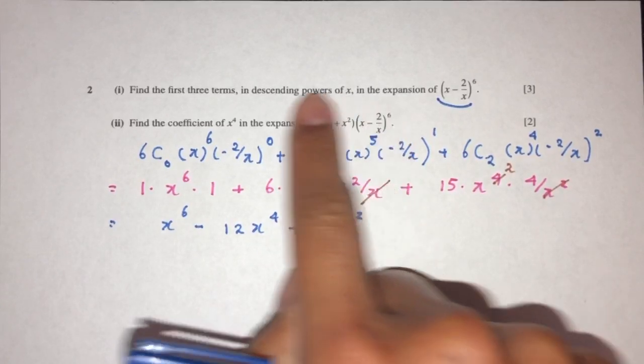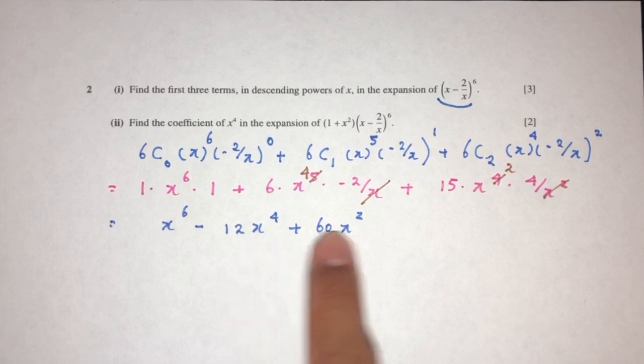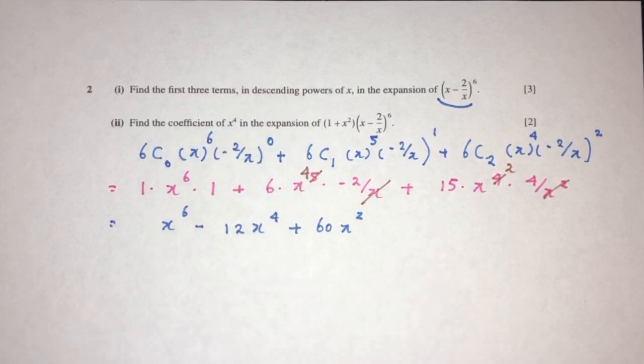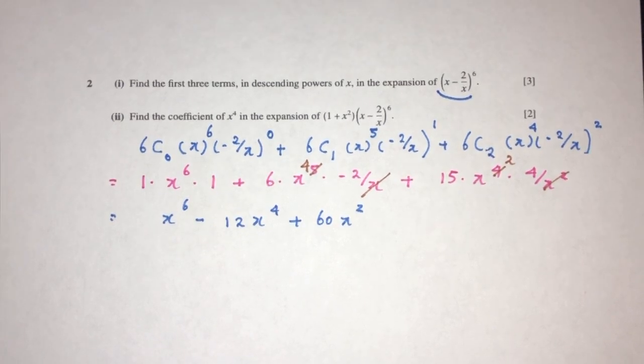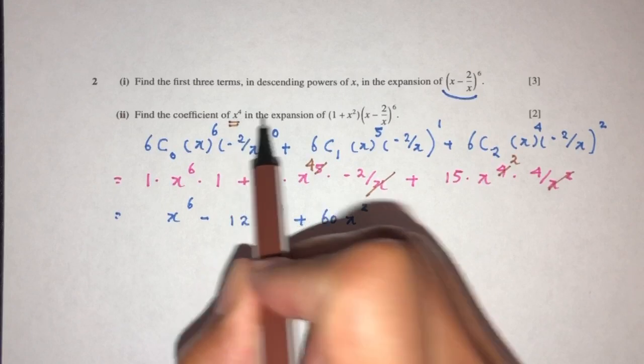As you can see, they are in descending powers of x, so x power 6, x power 4, and x power 2. The first 3 terms in descending powers of x. Now that is part 1 of your question. Now for part 2, we have to find the coefficient of x power 4 in this expansion.